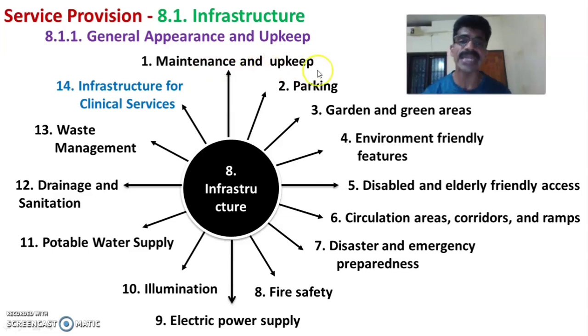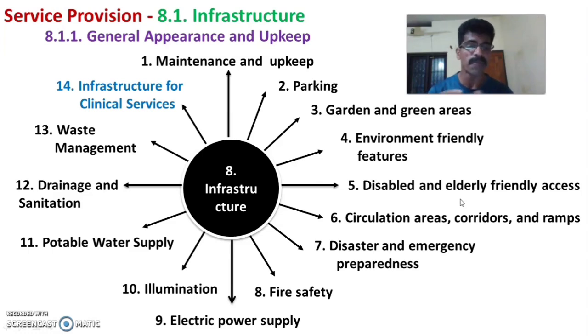First one is maintenance and upkeep of the PHC, both in rural and urban areas. Maintenance and upkeep includes the signage, posting, etc. Second one is parking facility. Third one is garden and green areas. Fourth one is environment friendly features such as rainwater harvesting, solar panel system, using CFL bulbs, etc. All come under environment friendly features. Fifth one is disabled and elderly friendly access. So both the disabled and elderly also have to get the services.